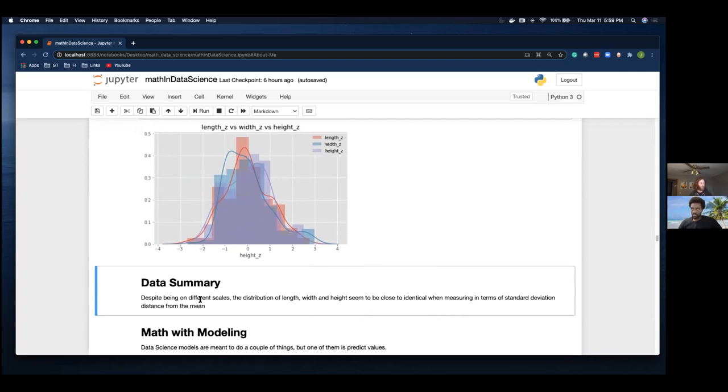Despite being on different scales, the distribution of length, width, and height seem to be very close when measuring in terms of standard deviation distance from the mean. So this was called applying a z-score.